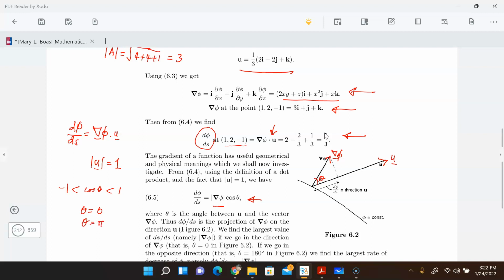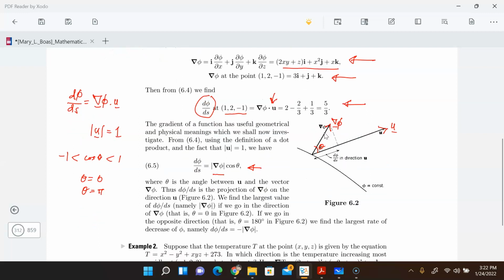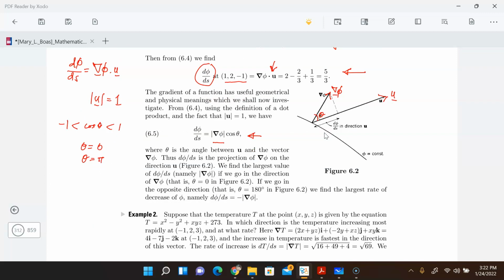So in this particular case, the largest rate of decrease is when you have the negative sign, when theta equals pi, and the largest rate of increase, the largest value of d phi ds, is when theta equals 0.